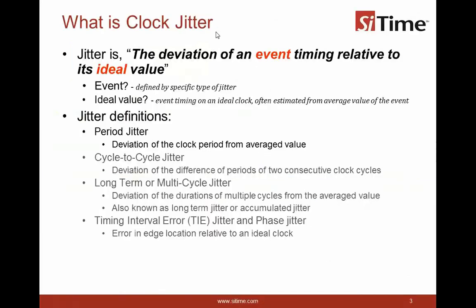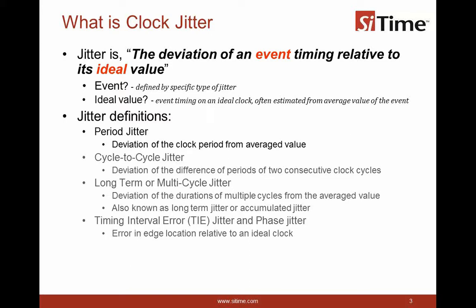Sure. Let me move to the next slide. Jitter is a time domain parameter. It's defined as deviation of some event timing relative to ideal value. The event is defined depending on the type of jitter. It can be an edge, the time interval between two or three edges, or the edge locations over time. The ideal values are typically defined based on some assumption of an ideal clock. In practice, it's usually some sort of average value extracted from the edges measured.